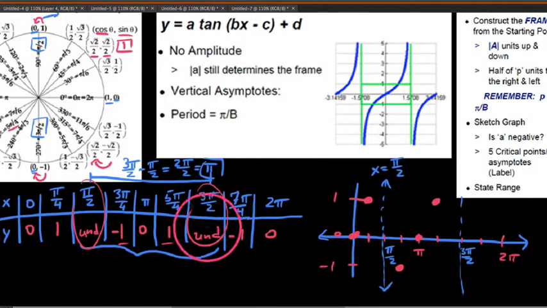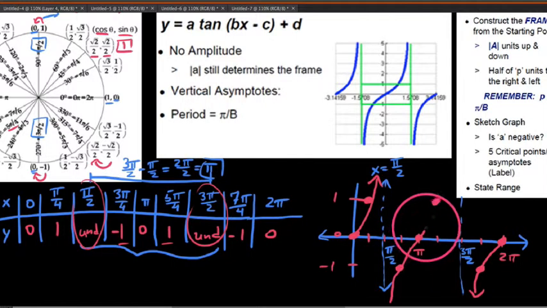And then at 3 pi halves, again, we're undefined. And then lastly, we say at 7 pi fourths, we see over here we're at a height of negative 1. At 2 pi, we're at a height of 0. And so what we get is this partial graph of our tangent function here. I'm going to draw it in. But basically, we get a situation where we get this always increasing curve here that stays between our asymptotes.